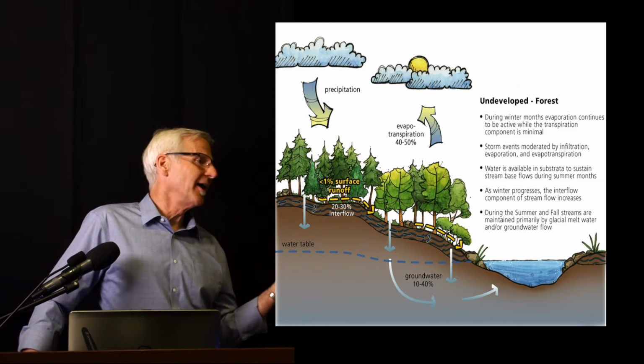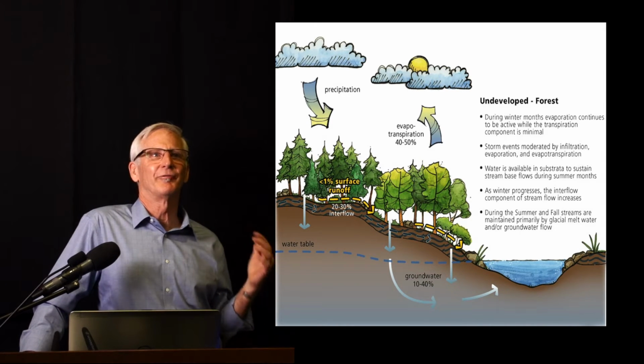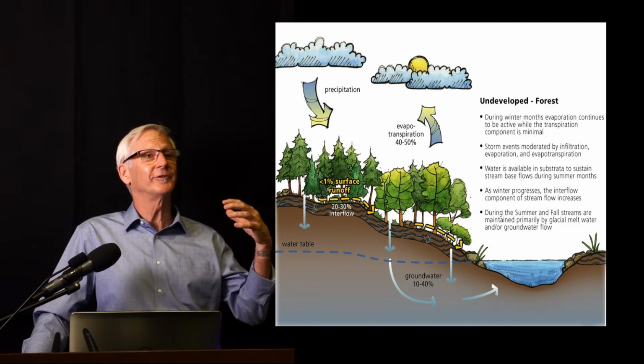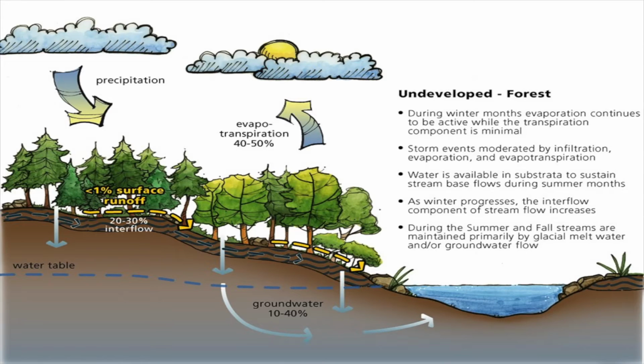40 to 50%, 50 is optimistic, 40 is a good solid number as far as what's intercepted by our native vegetation and evaporated even during the winter months. So, of course, some makes it to the ground. Our best estimate, 20 to 30% interflow, that is shallow subsurface flow, down slope, down gradient to our receiving waters. Some goes to deeper groundwater, of course.